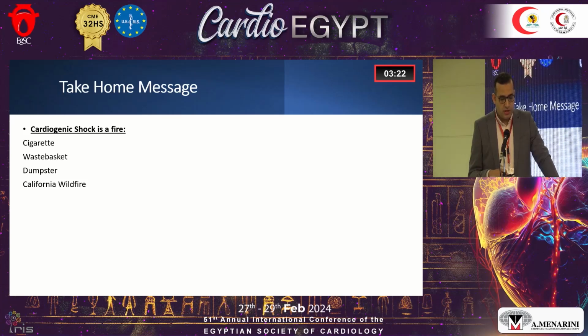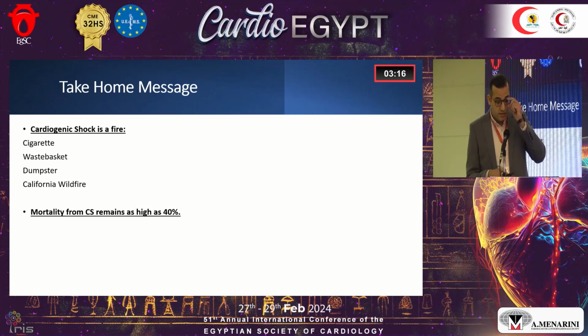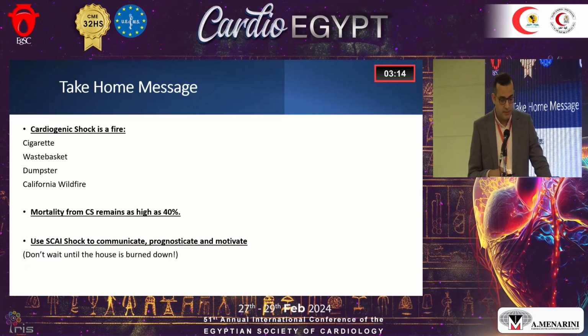Take home message: cardiac shock is a fire. Try to prevent it. Mortality from cardiac shock remains as high as 40%. Use the SCAI shock stages to communicate, prognosticate and motivate. Don't wait until the house is burned down.